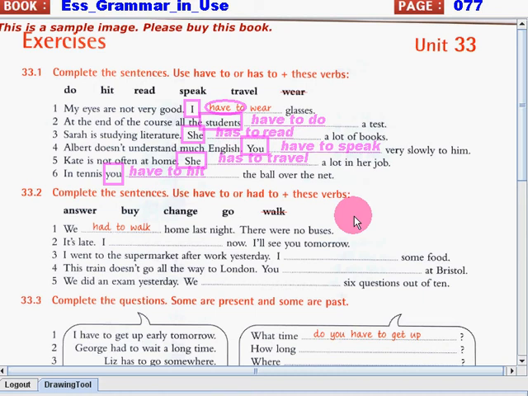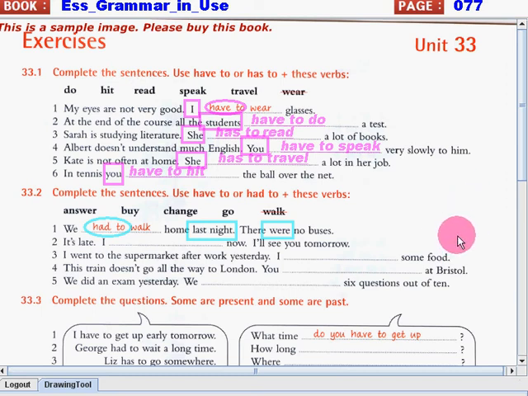Number 1. We had to walk home last night. There were no buses. We had to walk home last night. In here, as you can see, we have the past time expression last night. Also, we have the verb were. So, of course, we have to use had to. And then our verb is walk. We had to walk.